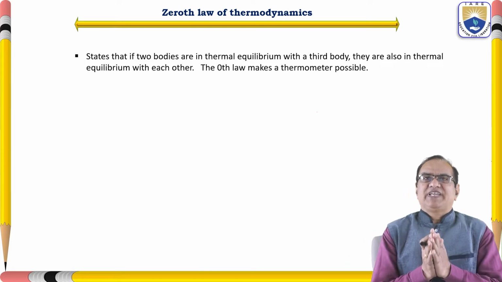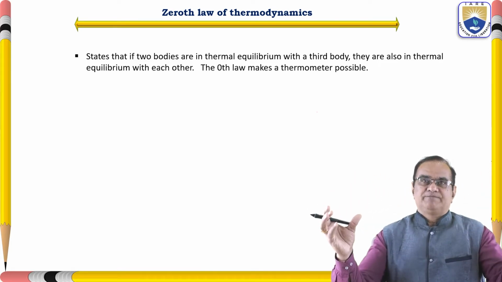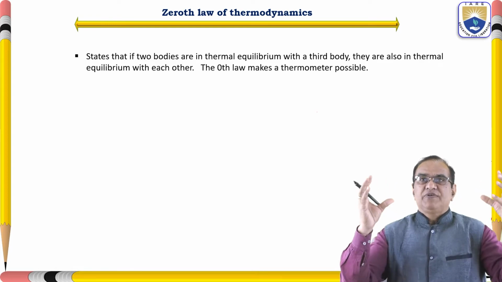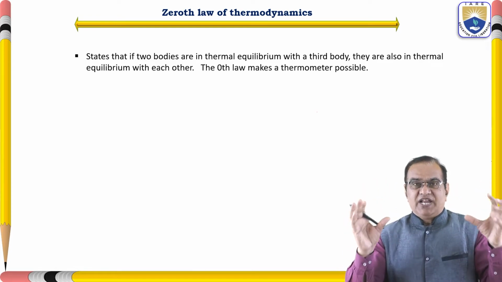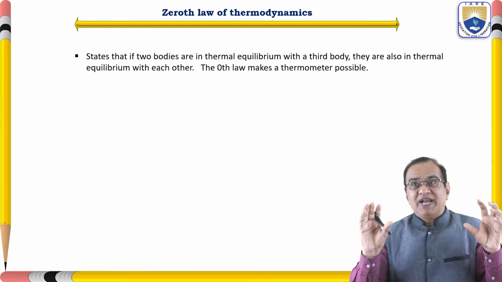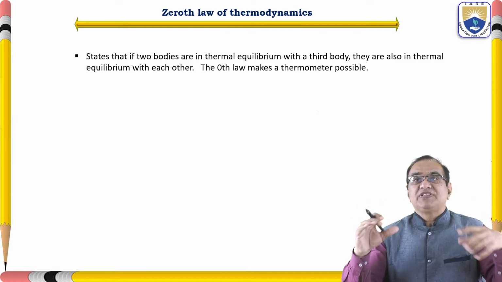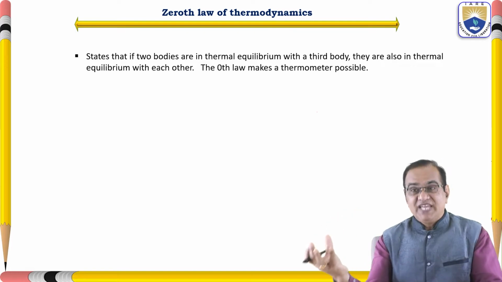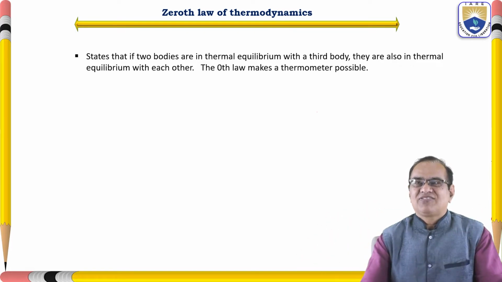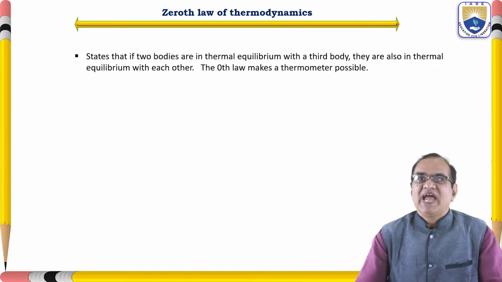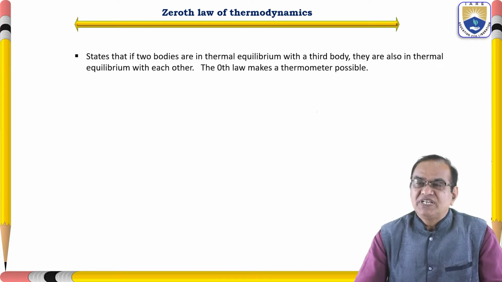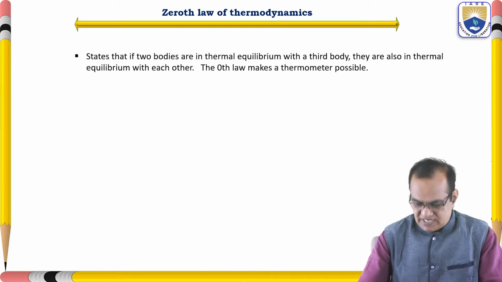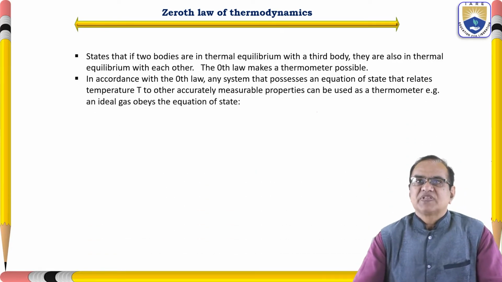Very, very important: if there are three bodies and two bodies are separately in thermal equilibrium with the third body, then they are also in thermal equilibrium with each other, and this gives the thermometer. How we can measure the temperature, we will be discussing in due course of time.